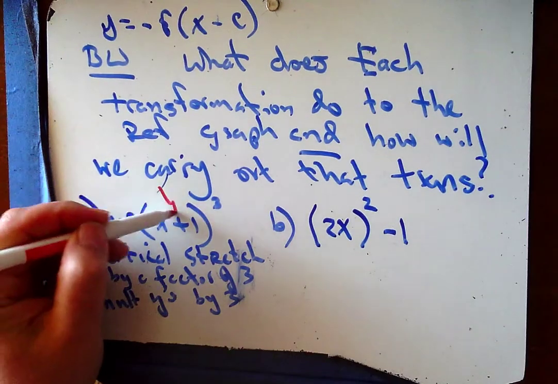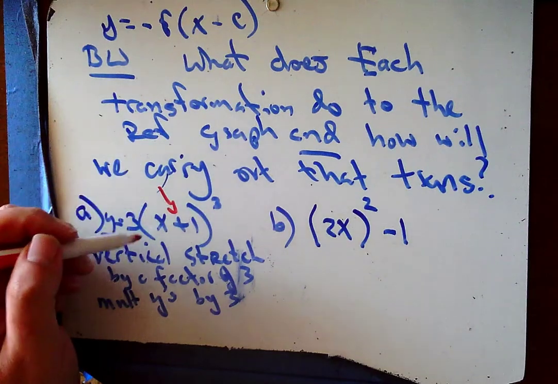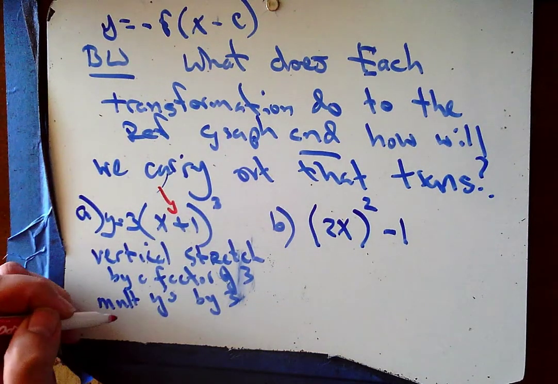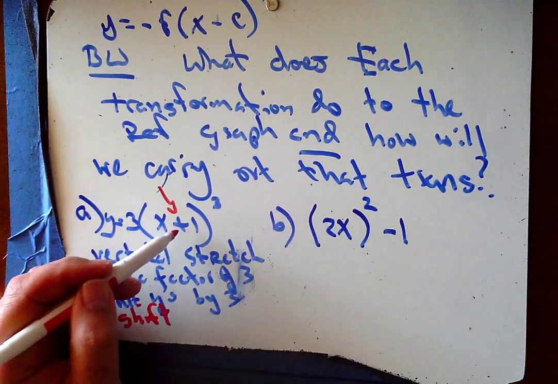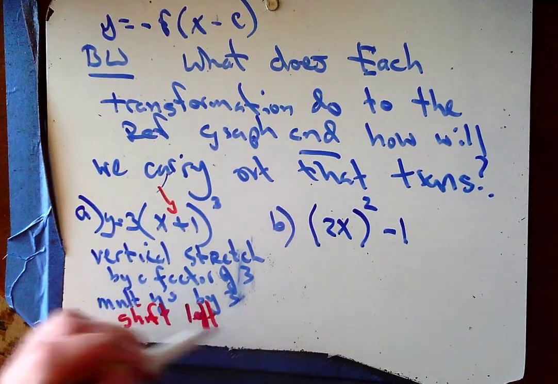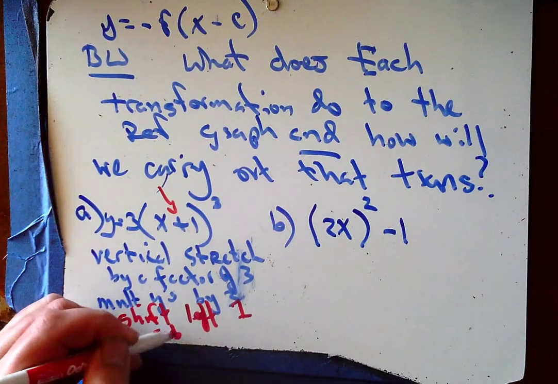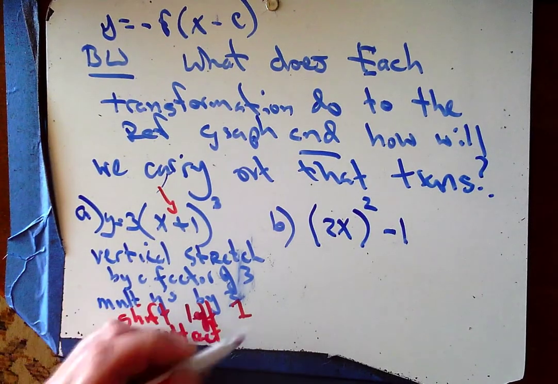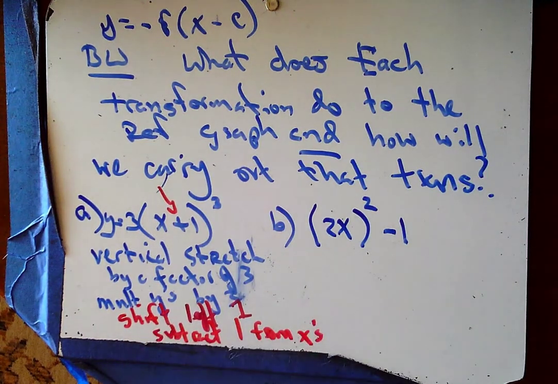We've got this second transformation here. This affects the x's. Inside is opposite land. So we shift, not right, opposite, left, 1. And to do this, we'll subtract 1 from the x's. Great, so there's the first one.